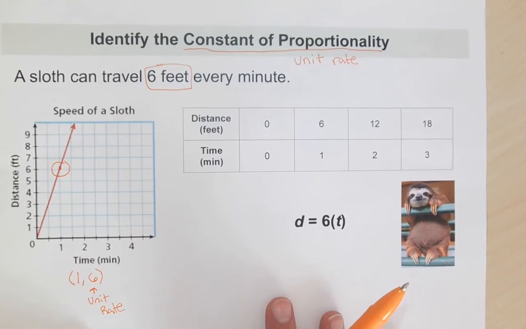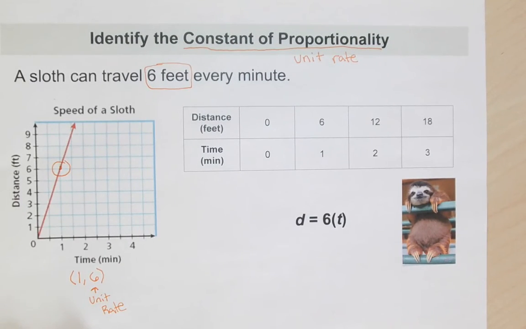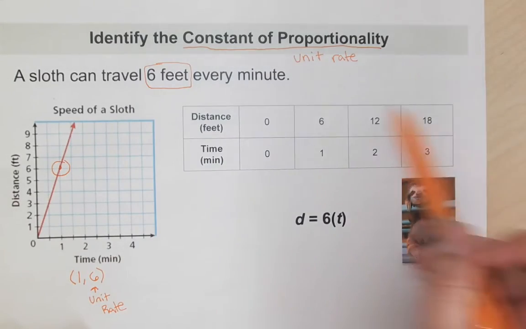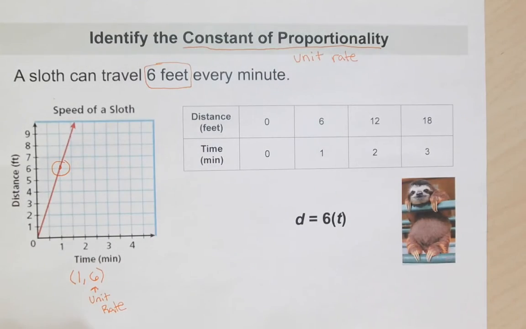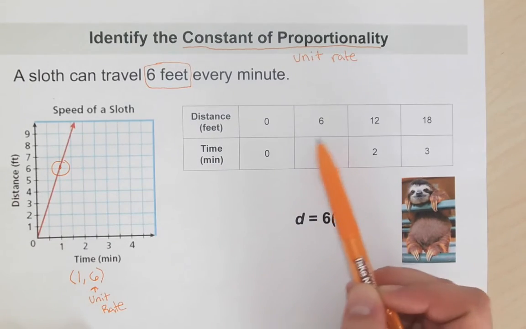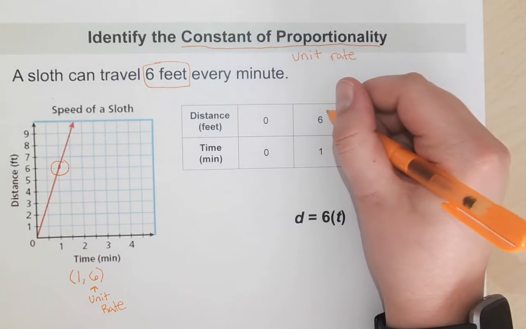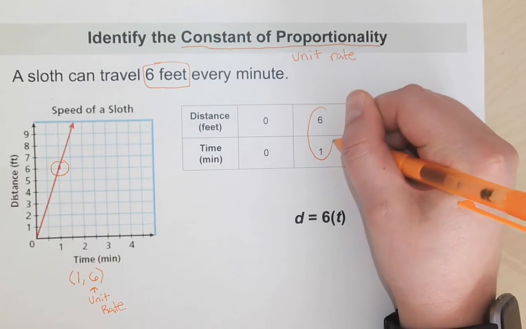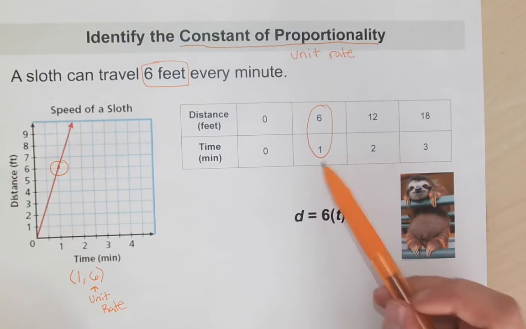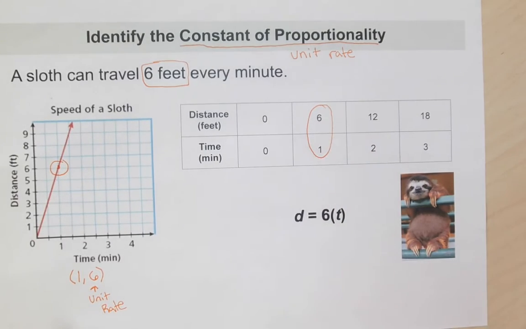The next place we can look and also identify a constant of proportionality or unit rate is in a table. So in this table, I'm again looking for the time, and when the time is 1 minute, my distance is 6 feet. This right here would be my constant of proportionality or my unit rate. Again, those two words are interchangeable. We can use either of them to describe the same thing, which would be the 6 feet for every minute.